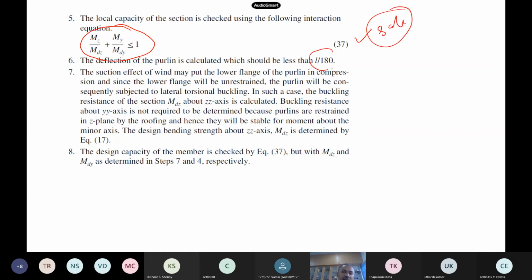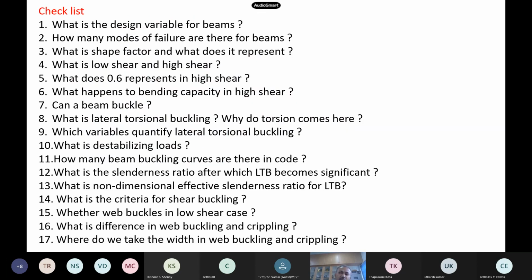Okay, and then the last thing is the deflection criteria. For beams it was L by 300, but for purlins it is L by 180. Okay, so these are all small things. If you know how to design a beam, you can design a purlin. And if it is biaxial bending, you have to do the other direction, and the interaction should be less than or equal to 1 in both directions. Okay, so with this we close our design of beams, as far as this course is concerned.